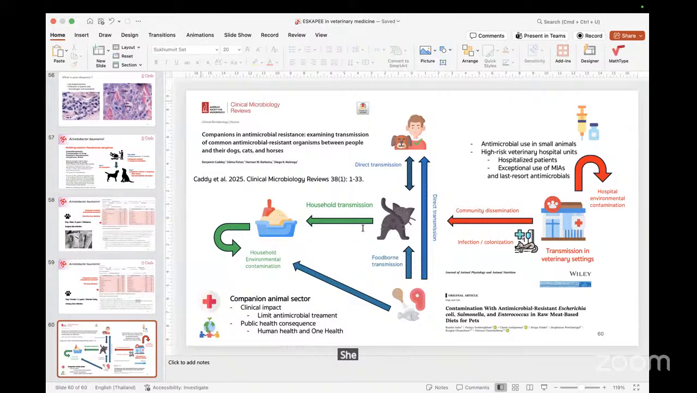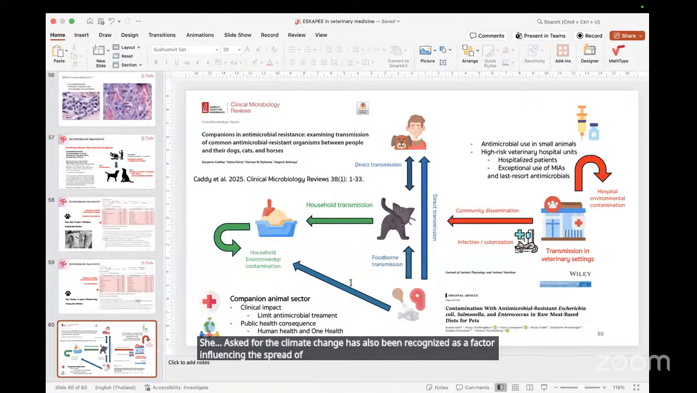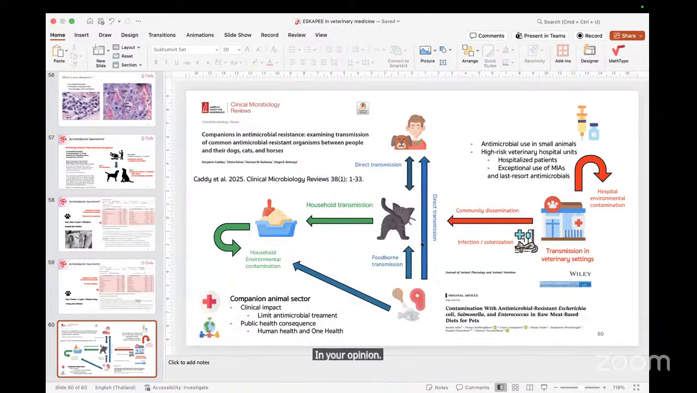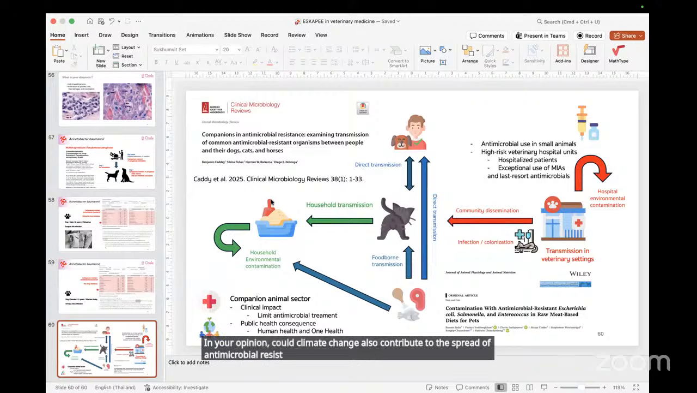She asked, recently climate change has also been recognized as a factor influencing the spread of infectious disease. In your opinion, could climate change also contribute to the spread of antimicrobial resistance, bacteria such as MRSA, VRE, or resistant Enterobacter among humans, animals, and the environment?